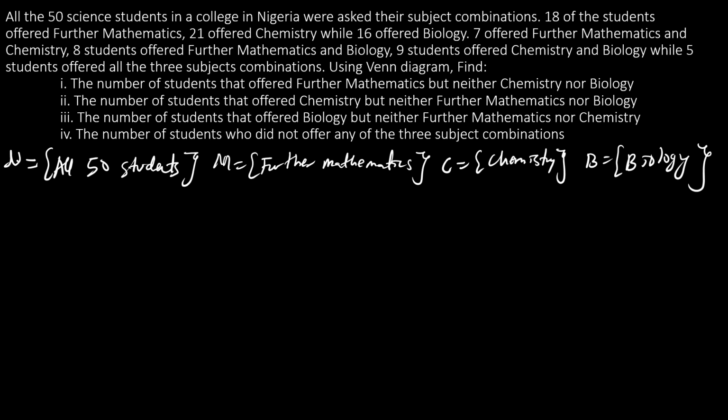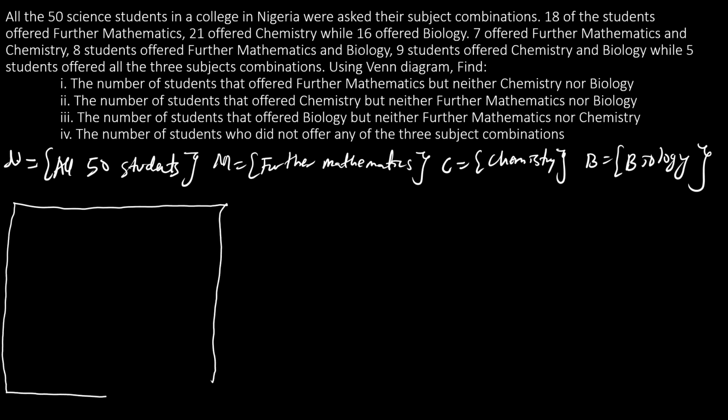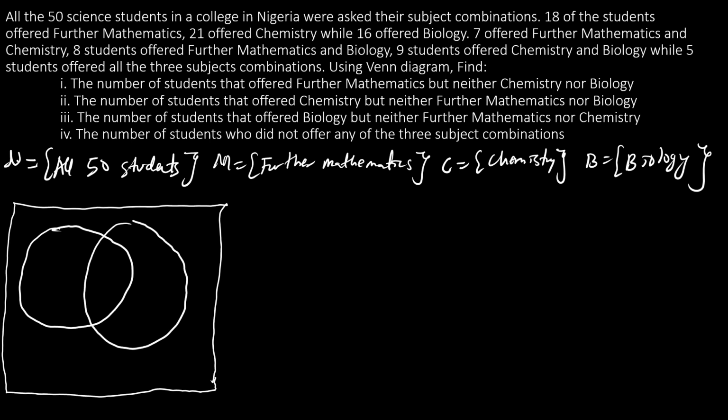Let's now put this information in a Venn diagram. And here we have a Venn diagram. It's going to be made up of 3 sets. Let's just make the circle bigger. Oh, that's big.